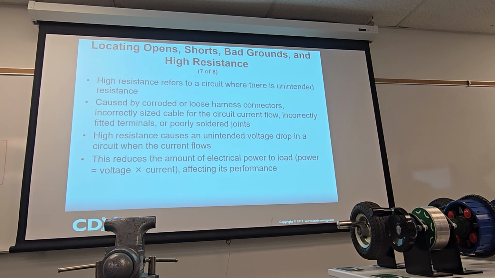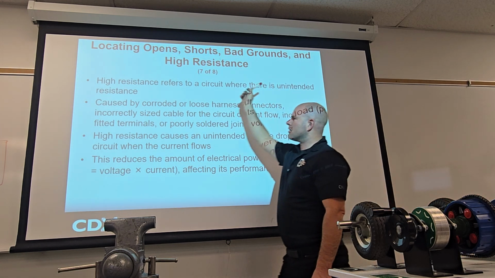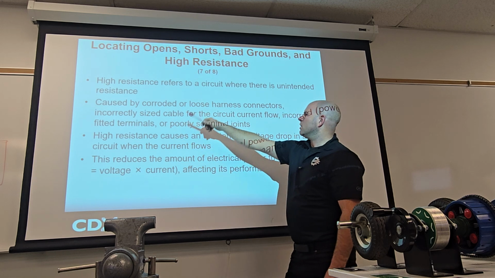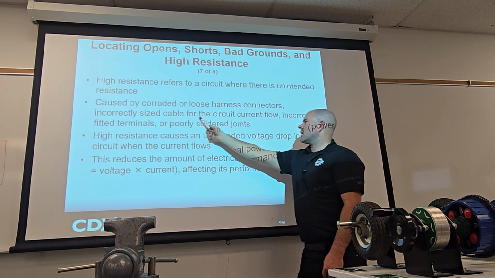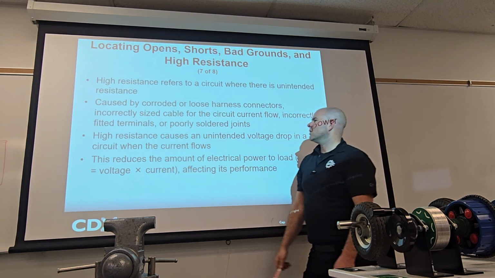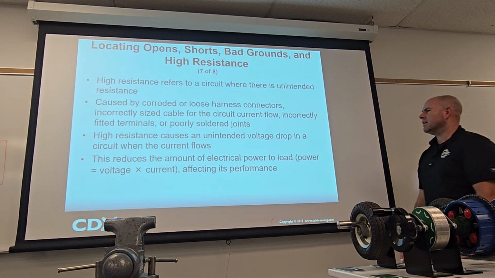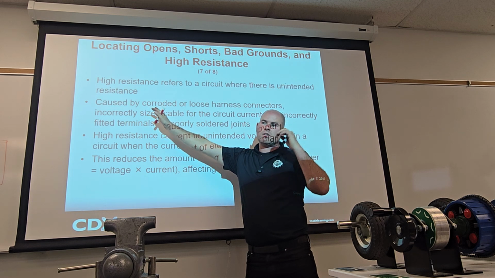I think overall good. Now let's talk about the high resistance. High resistance refers to unintended resistance caused by, look at this, this is important, corroded, loose harness connectors, maybe even incorrectly sized cable, incorrectly fitted terminals, poorly soldered joints. So that's a nice catch, I'd say. There's a lot of things that cause this. A whole bunch of things that cause this.